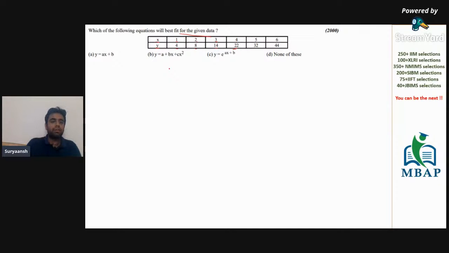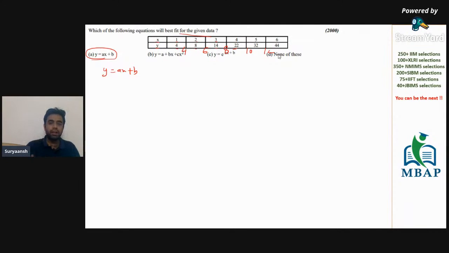Okay. So first is a line, a simple linear function: y is equal to ax plus b. What's given here is that when x increases by 1 from 1 to 2, y increases by 4. Then if x increases by 1 again from 2 to 3, y increases by 6. So here the difference is 4, here 6, here 8, here 10, here 12. So it's not a linear variation of y with respect to a linear variation in x.